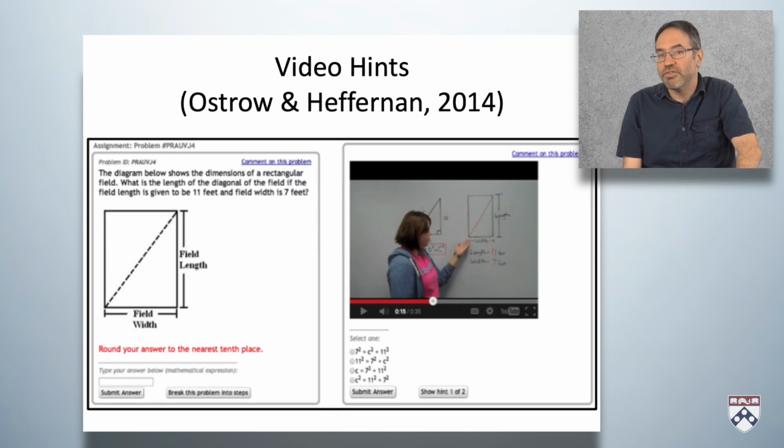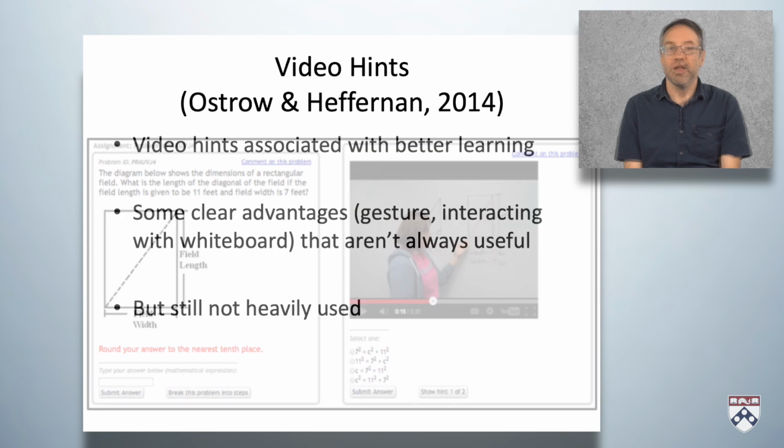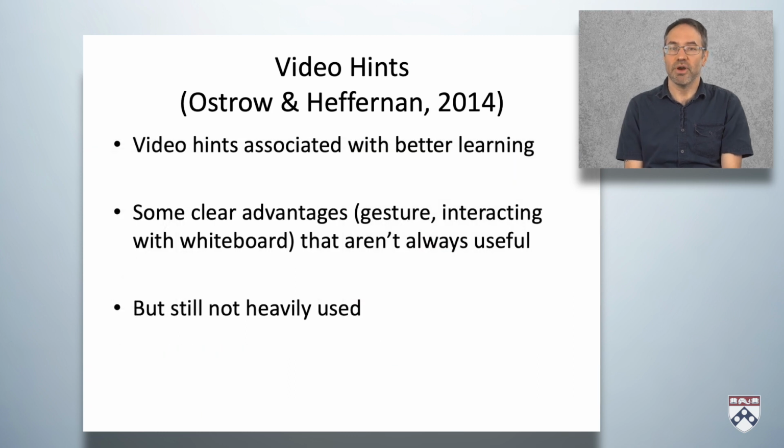Some people have also tried video hints. Here you see an example from Ostrow and Heffernan, where the student gets a hint in the form of a video explanation. They found that video hints were associated with better learning. There are some clear advantages, like gesture and interacting with the whiteboard, that are going to be more useful in some cases than others. Either way though, video hints still aren't heavily used, probably because they're relatively expensive to make. Some people have experimented with using deepfakes to make video hints at scale.